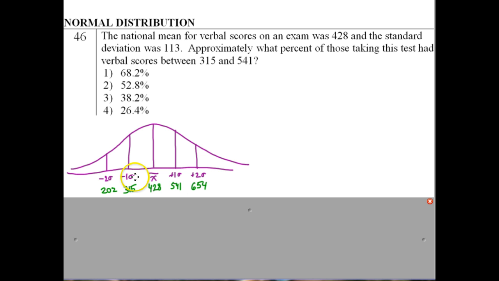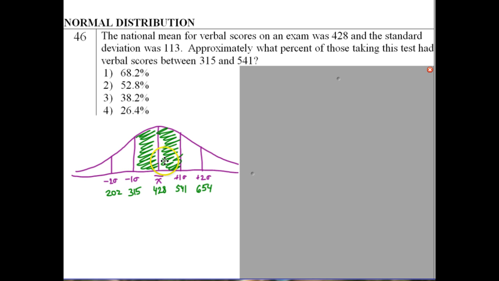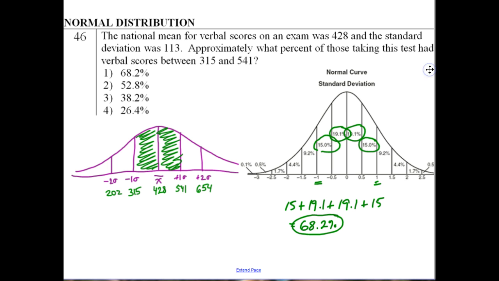So we're interested specifically in shading in this area between 315 and 541, and they turn out to be -1 standard deviation and +1 standard deviation above the mean. Now it's time to go to the bell curve. So we look at our bell curve between 1 standard deviation above, 1 standard deviation below. We take all those percents in between, add them all up, works out to be 68.2.